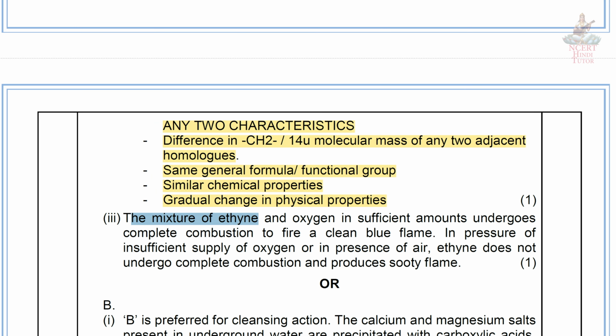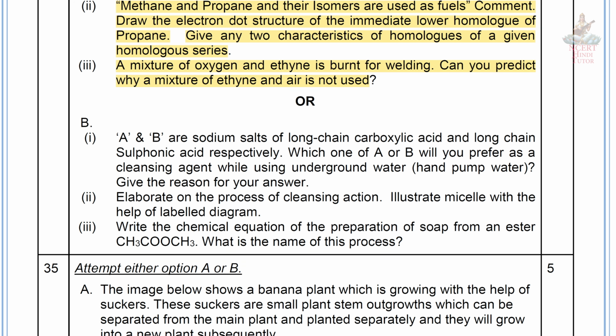The mixture of ethine and oxygen in sufficient amounts undergoes complete combustion to give a clean blue flame. In the presence of insufficient supply of oxygen or in the presence of air, ethine does not undergo complete combustion and produces a sooty flame.